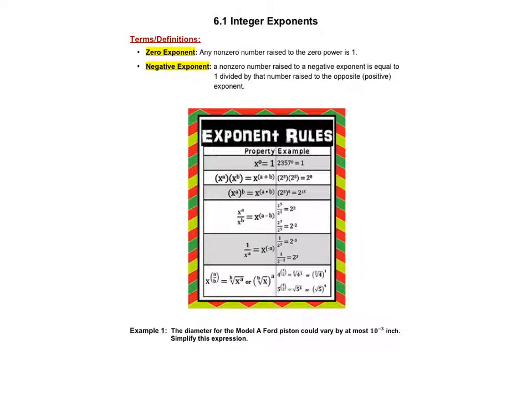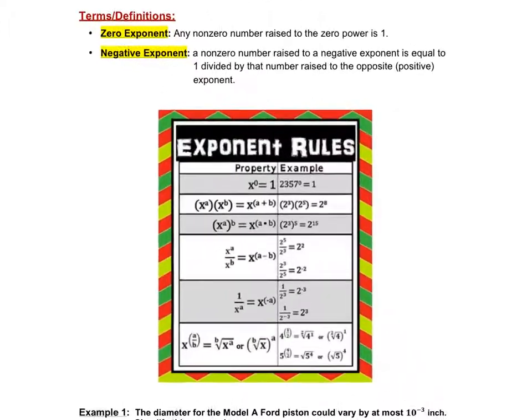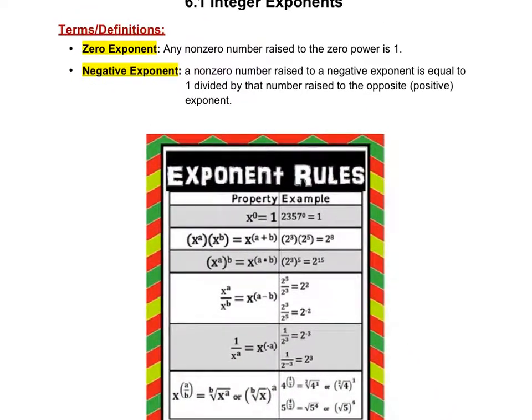This is 6-1 integer exponents. Anytime you have a 0 exponent, the result is 1. So like x to the 0 is 1. 4 to the 0 is 1. And this actually makes sense because if you think about like 4 to the third is 64.